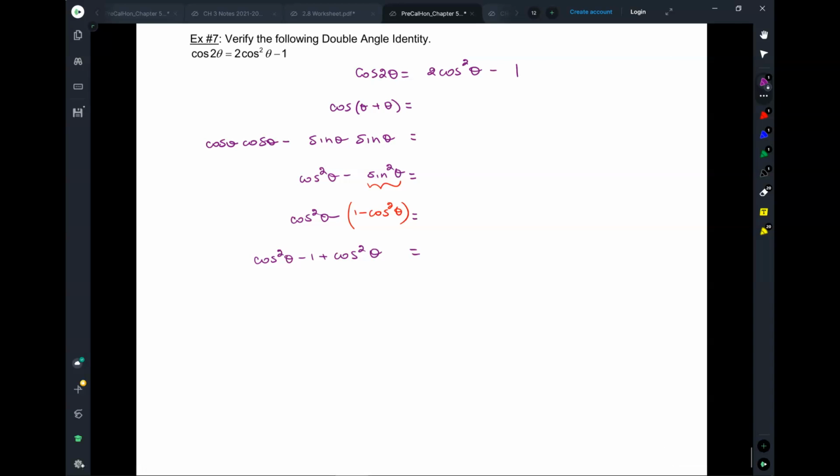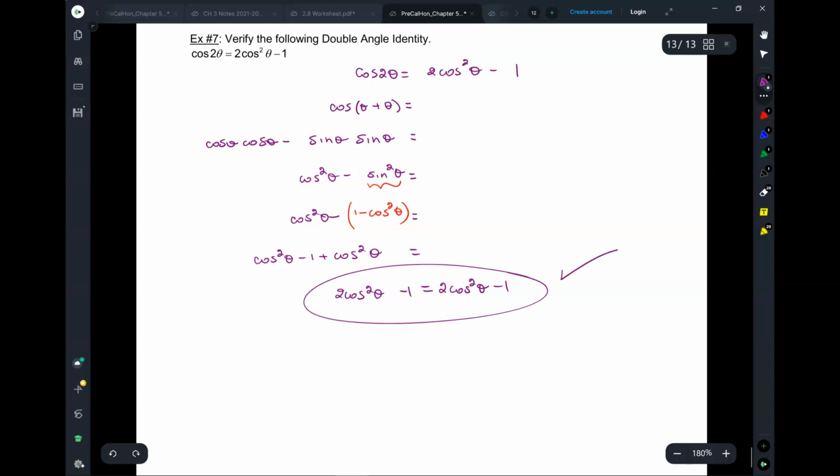Ooh, what do we have here? That's 2 cosine squared theta minus 1 equals 2 cosine squared theta minus 1. Right? Identity verified.